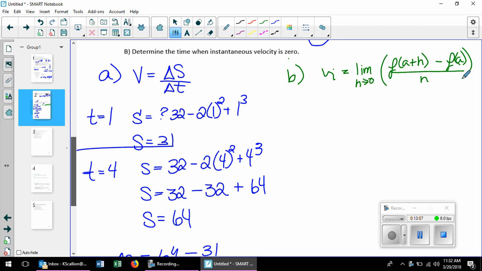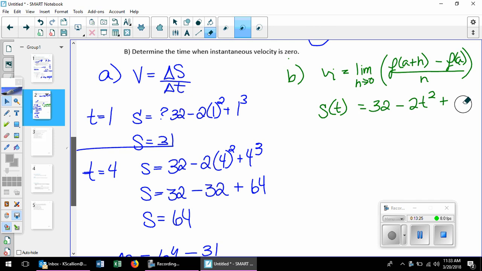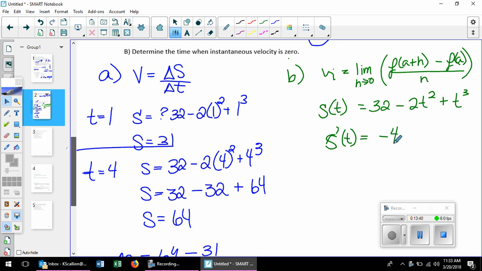Velocity is what level of derivative? First derivative. All you have to do is take your equation, s of t equals 32 minus 2t squared plus t cubed. And what are you going to do with it? Differentiate to your first level derivative. So s prime of t is equal to negative 4t plus 3t squared.